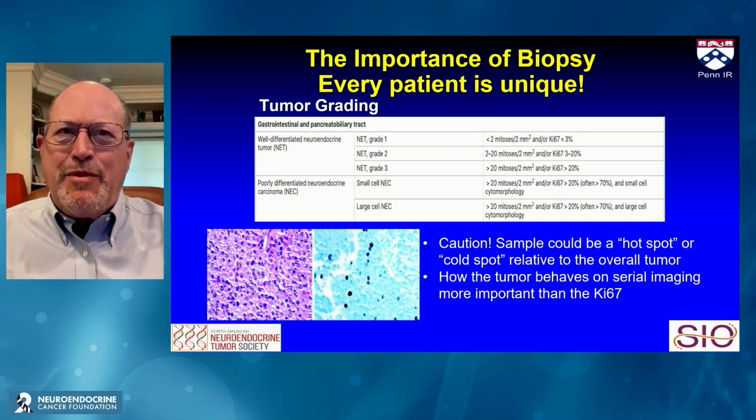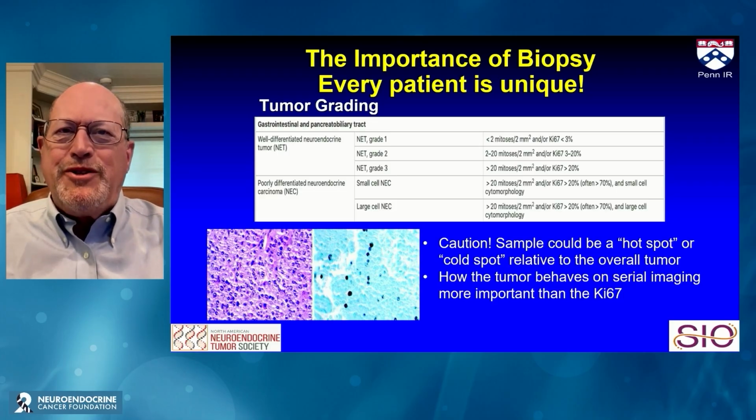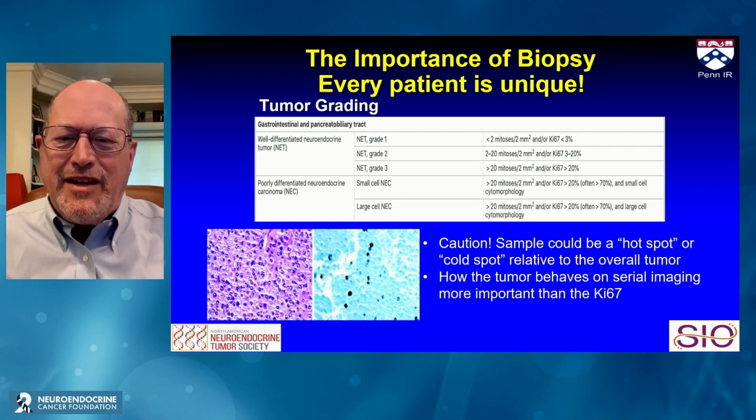And in fact, something that's much more predictive of how the tumor is going to behave is if we look at serial imaging over time. So if we scan you every 3 months, where we're looking at all your tumor and see how collectively your tumor behaves, that's a much more reliable predictor of the likelihood of tumor progression than the Ki-67 is. So just keep that in mind and don't obsess over it.